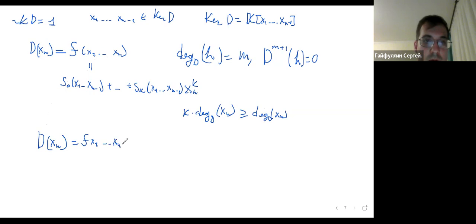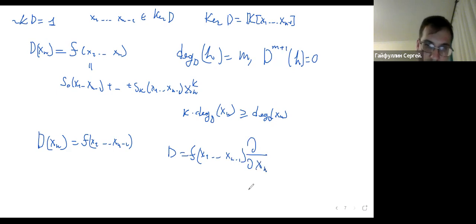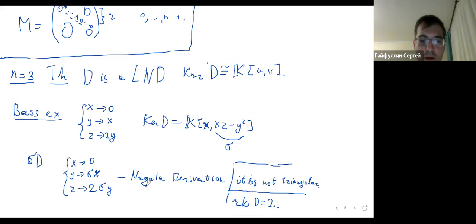And then we have D of xn equal to f from x1, ..., xn minus 1, and we say that D is equal to f from x1, ..., xn minus 1 multiplied by the partial derivation on xn. In particular, this D is triangular. So every locally nilpotent derivation of rank 1 is triangular, but for rank 2, there are some non-triangular examples.